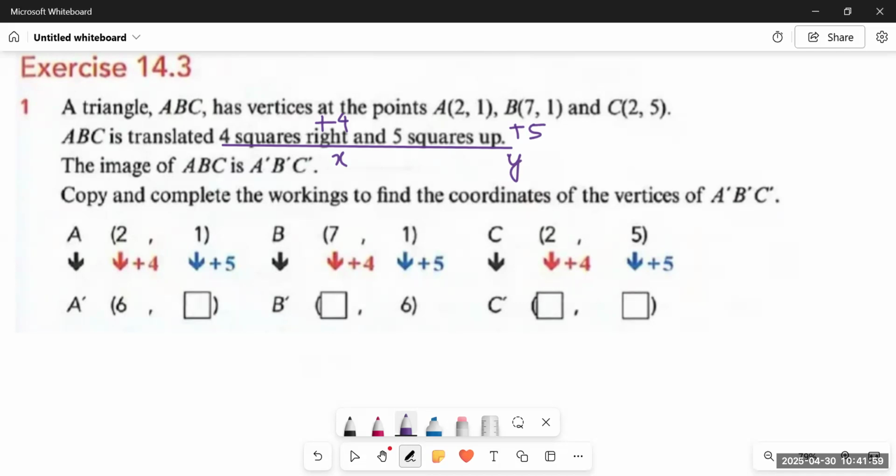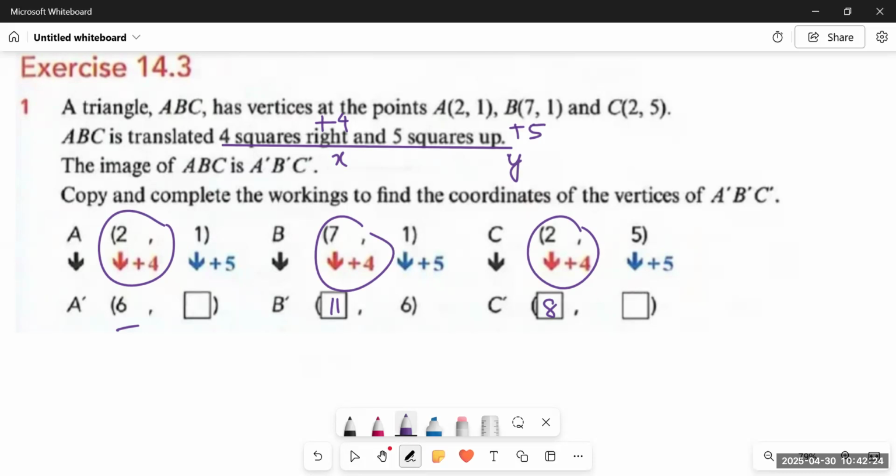Without even drawing it on a coordinate grid, you can easily find out by doing the workings. Whatever x coordinates are given, you have to add 4 to them. As you can see, 2 plus 4 is equal to 6, 7 plus 4 is equal to 11, 2 plus 4 is equal to 8. So the x coordinate of A dash is 6, B dash is 11, C dash is 8 after the translation of 4 squares to the right.